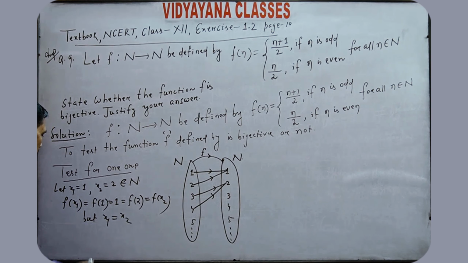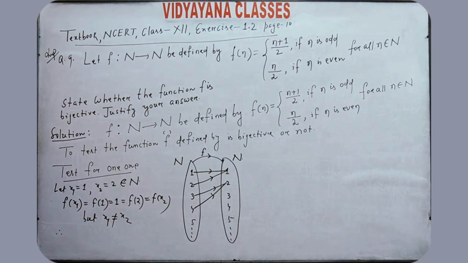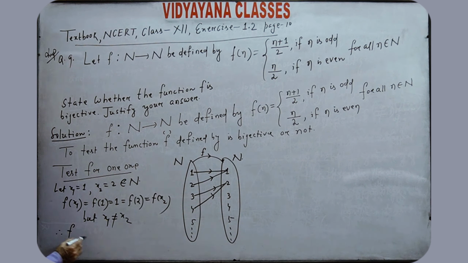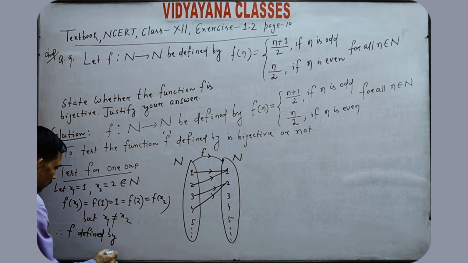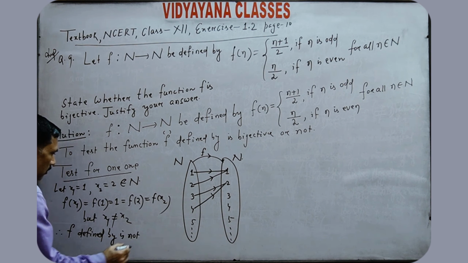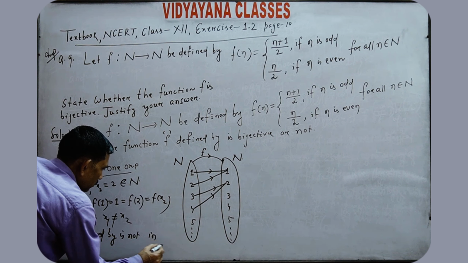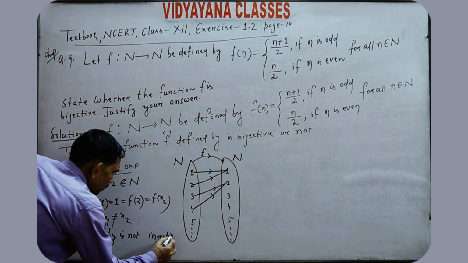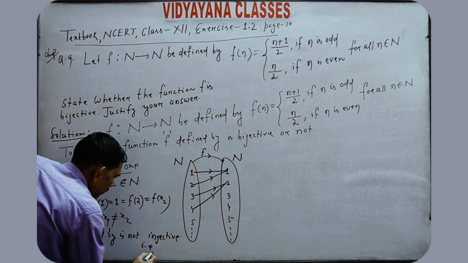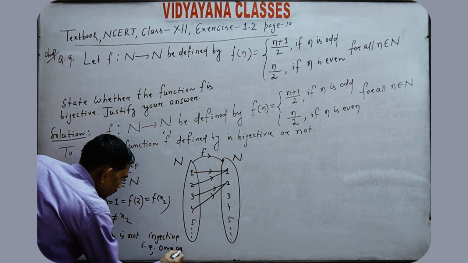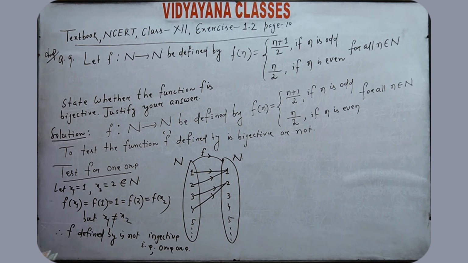f(x1) is equal to f(x2) but x1 is not equal to x2, therefore f defined by this is not injective. That is, the function f defined by this is not injective.